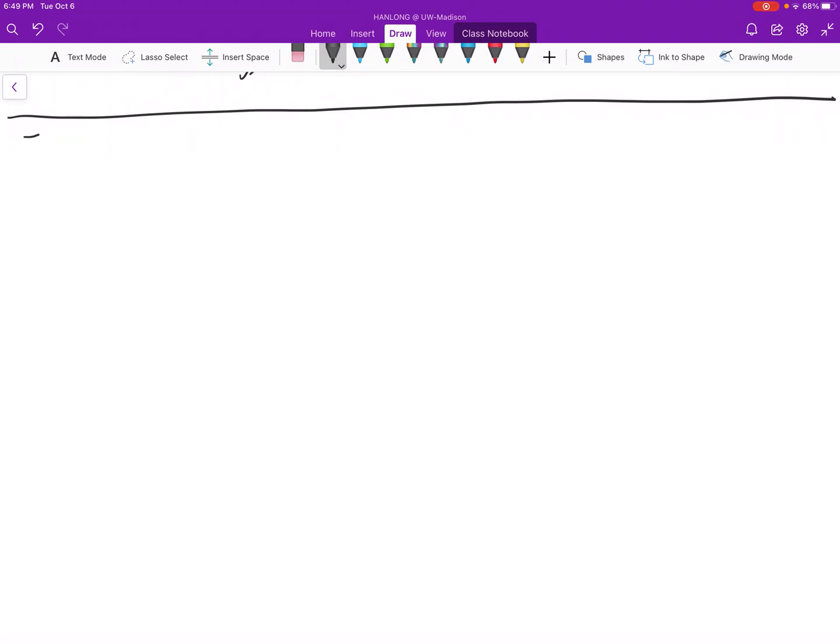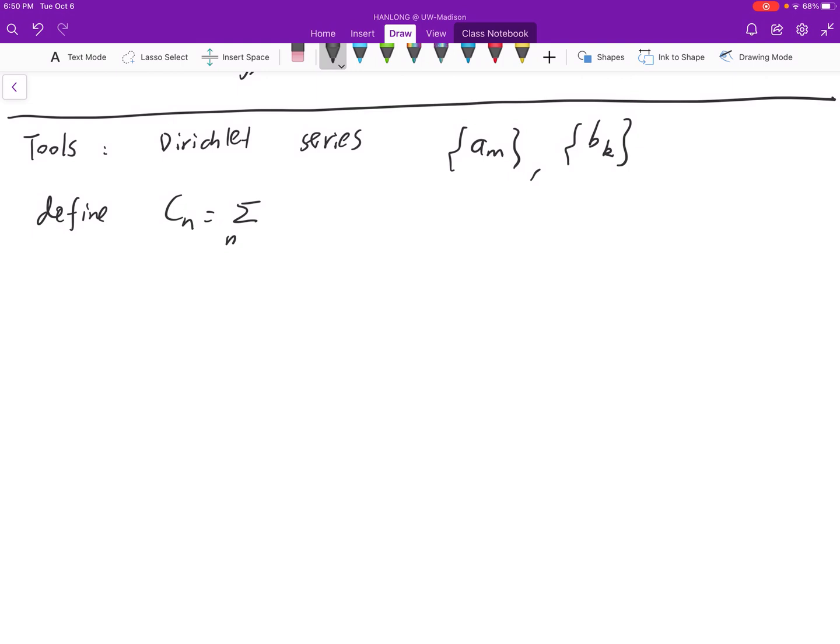Okay, and to prove the prime number theorem, although we will not prove it, I would like to introduce some basic tools. So first, this is called the Dirichlet series and Dirichlet function. So suppose you have two sets of numbers defined. c_n equals the sum over all pairs mk equals n of a_m times b_k. And then you have a sequence c_n.